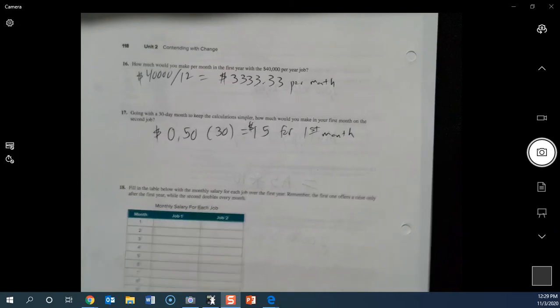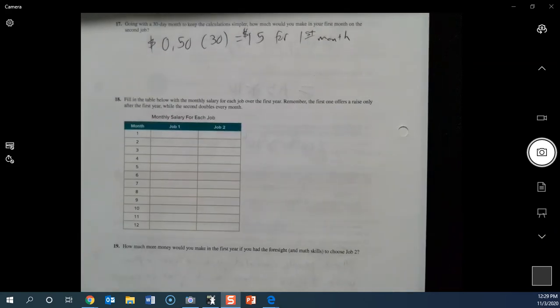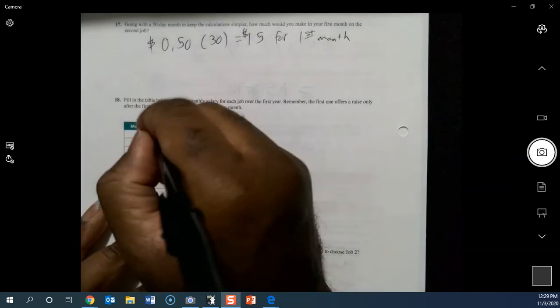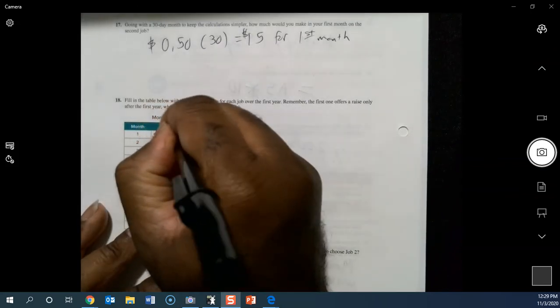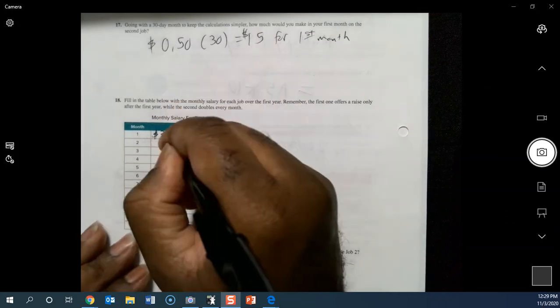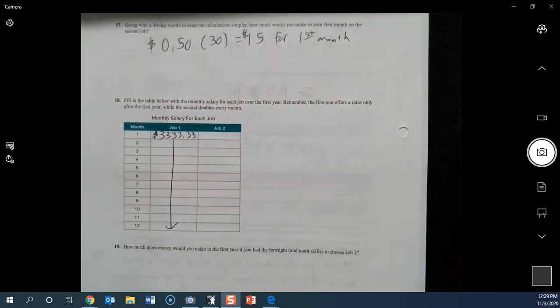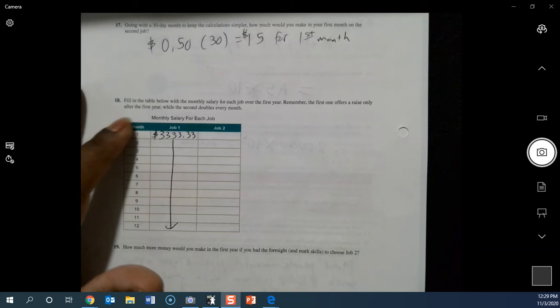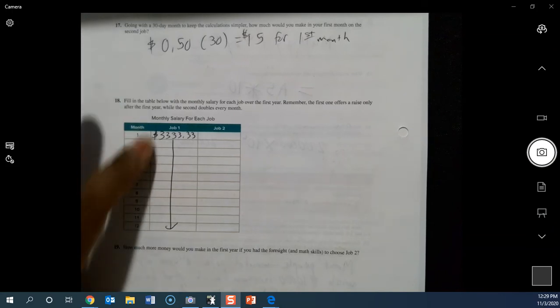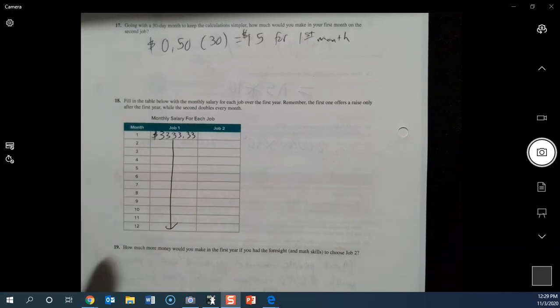Okay, now 18. It says, fill in the table below with the monthly salary for each job over the first year. Remember, the first one offered a raise only after the first year, while the second one doubles each month. So basically, this is how much you would make the first month, and you will make this all the way down here. Now, technically, this is slightly off by a couple pennies, but this is about how much you would make per month with the $40,000 a year job.